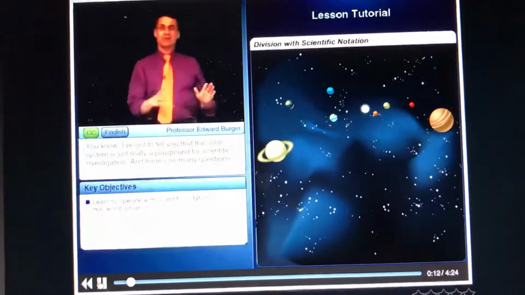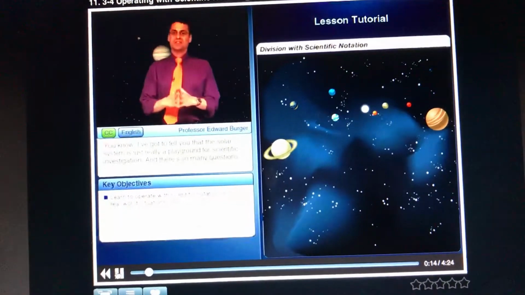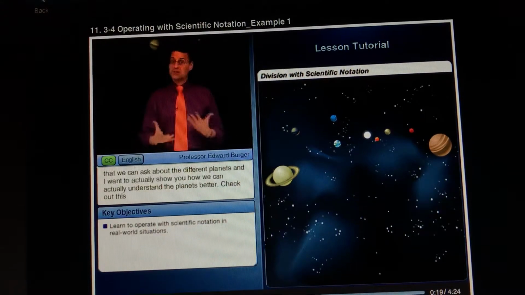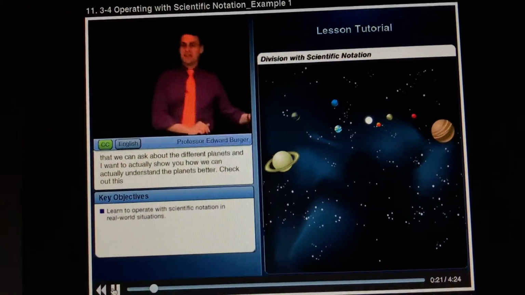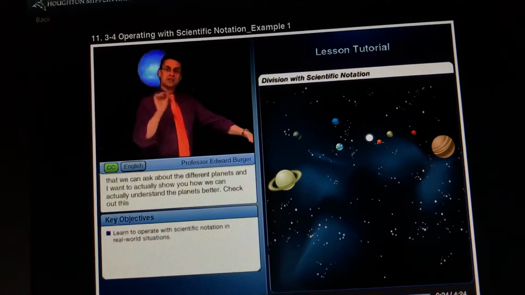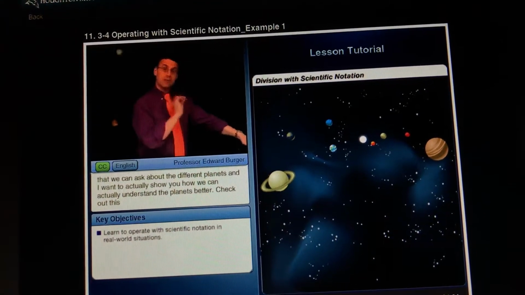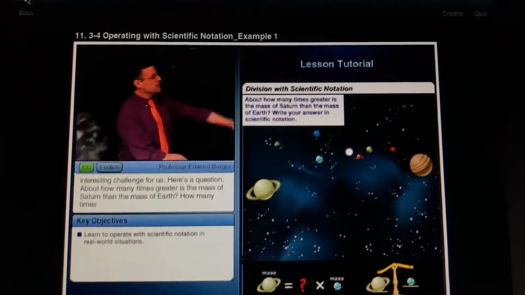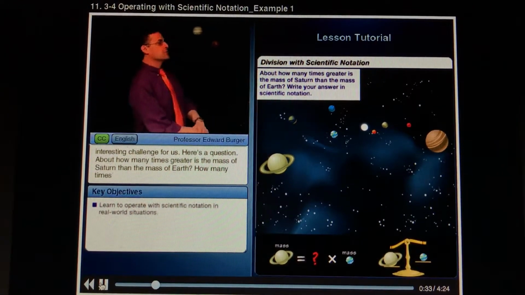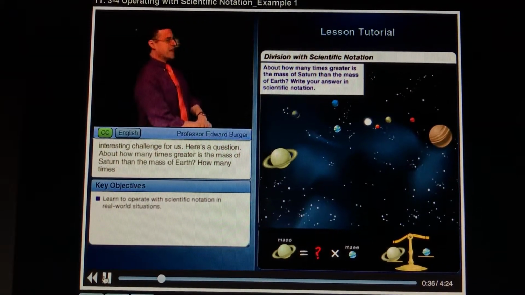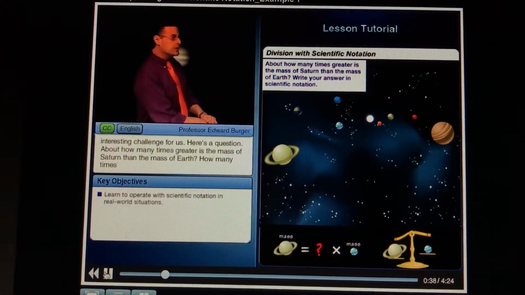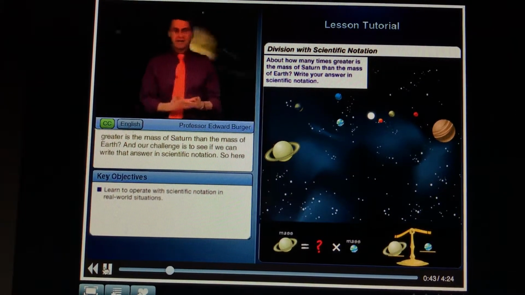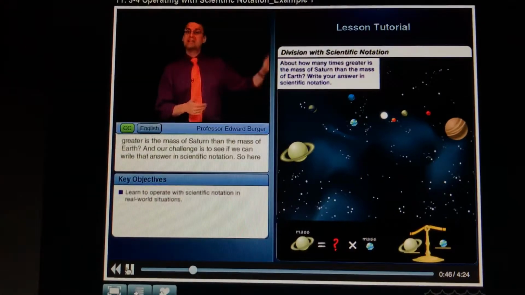You know, I've got to tell you that the solar system is just really a playground for scientific investigation. And there's so many questions that we can ask about the different planets. And I want to show you how we can understand the planets better. Check out this interesting challenge for us. Here's the question. About how many times greater is the mass of Saturn than the mass of Earth? And our challenge is to see if we can write that answer in scientific notation.